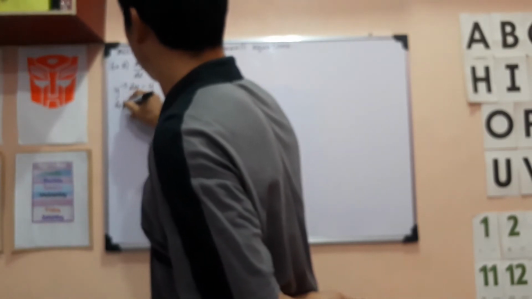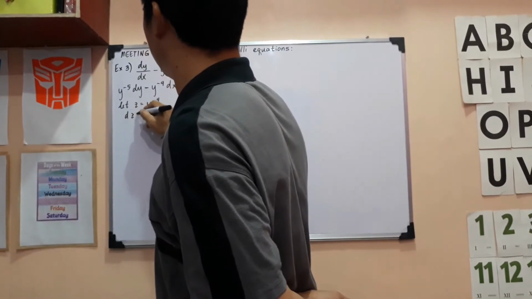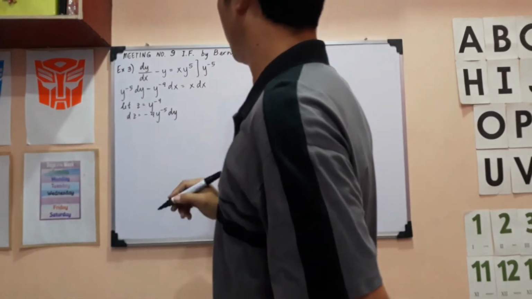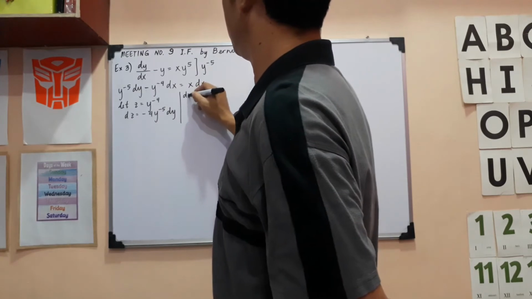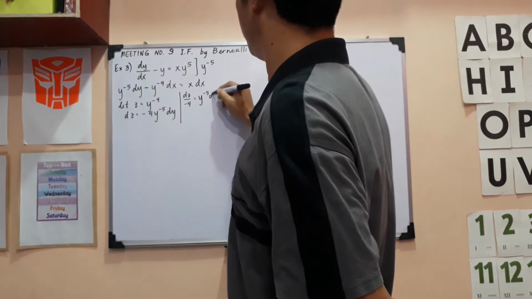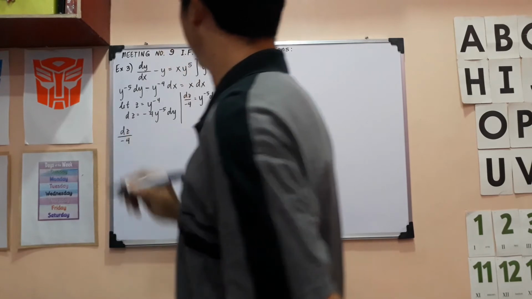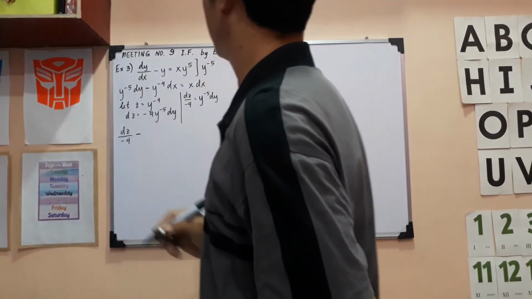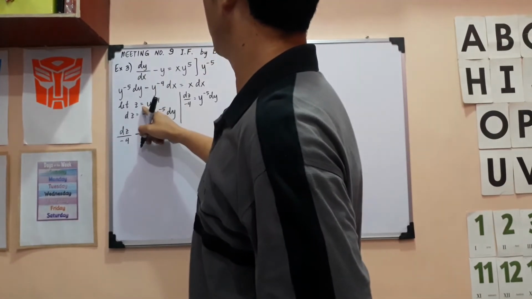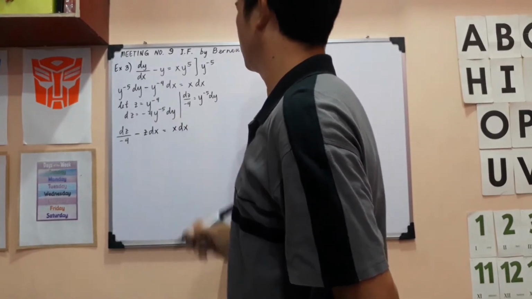Then, gagamit tayo ng ibang variable. Let z is equal to y raised to negative 4, such that dz is equal to negative 4 y raised to negative 5 dy. And dz all over negative 4 is equal to y raised to negative 5 dy. So I have here dz all over negative 4 minus z dx for y raised to negative 4 is equal to x dx.